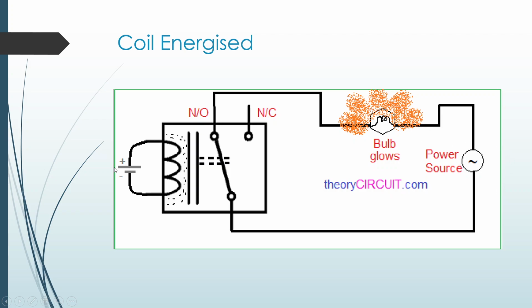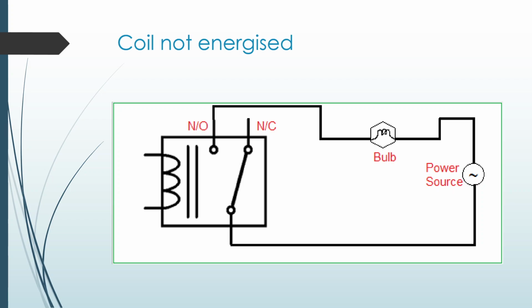Now you can see there is another power source here. That means there is one power source which is actually powering the coil, and the other circuit is another circuit. So we don't care what that other circuit is. That is what we are actually controlling from this one. So this is what is happening. So that means this is energized, this is not energized, energized, not energized, energized, not energized.